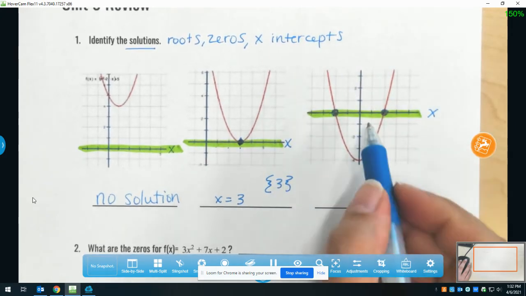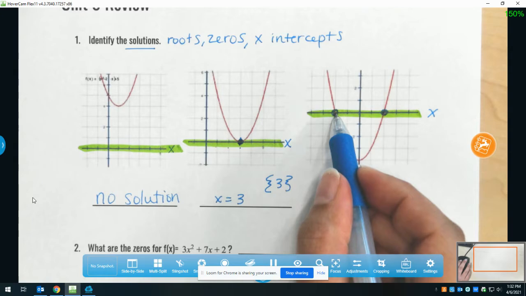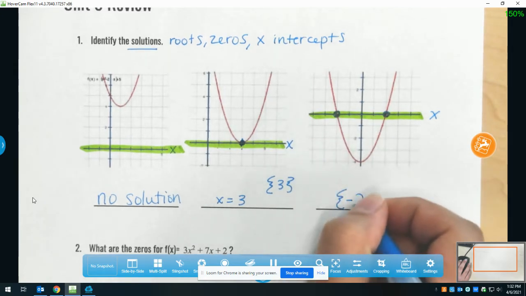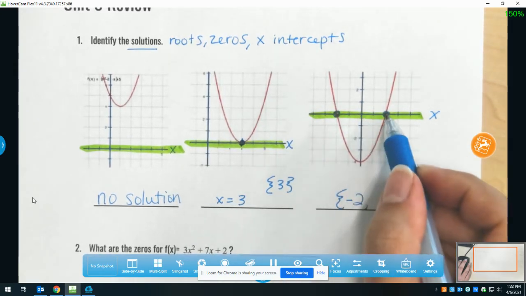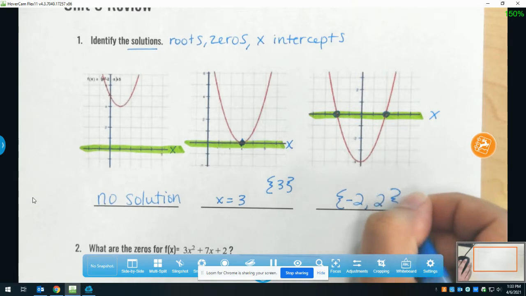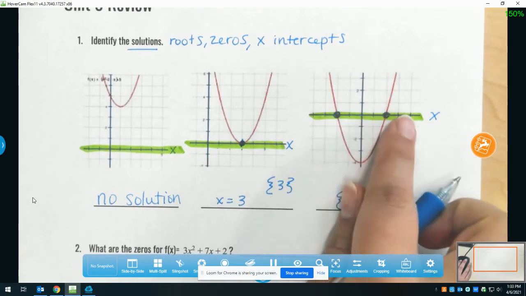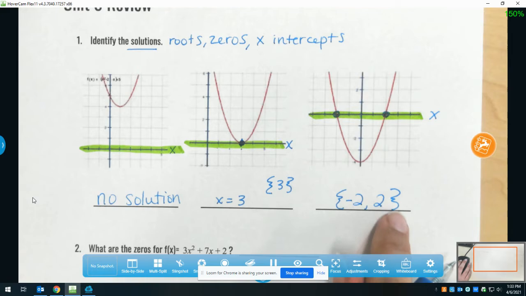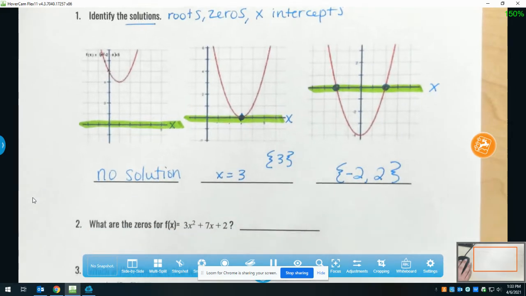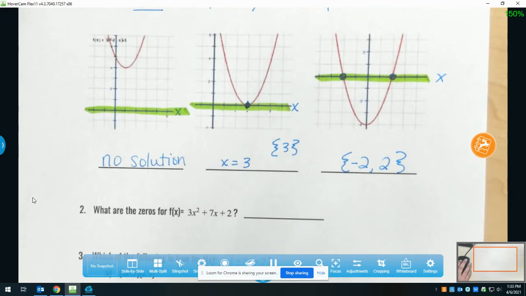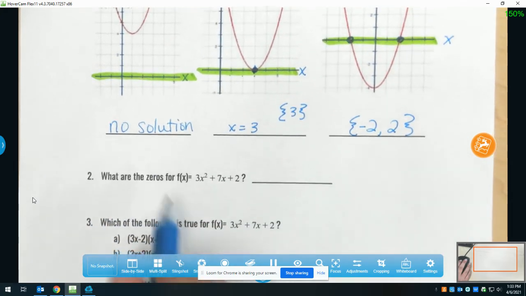Okay. In this case, our solutions, there are two. The first one is going to be at x being negative 2, and the second one's going to be when x is positive 2. So again, just x-intercepts, where do you cross the x-axis, and then list those points. These are not ordered pairs. When we use those brackets, that is telling you that this is a listing of points. Okay, so those are our solutions.